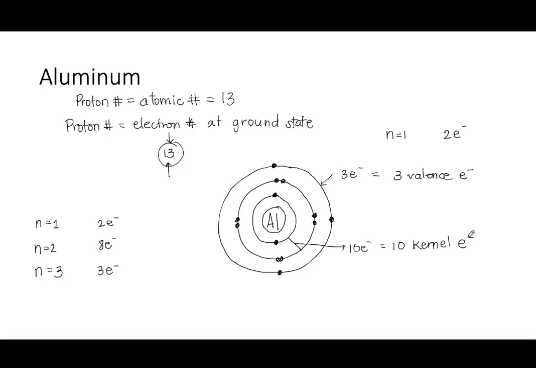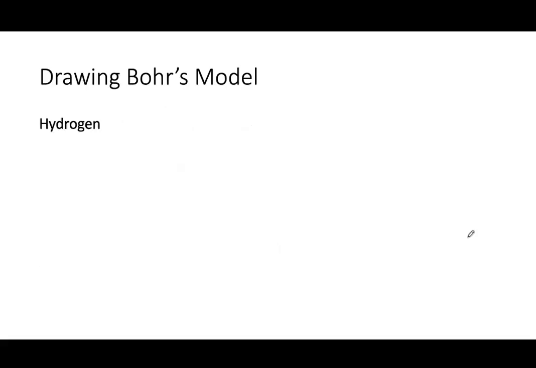Okay, so here we go. Let's draw Bohr's model for hydrogen. If you look at the periodic table, as I asked you earlier, make sure you know your proton number. If you look at hydrogen, the atomic number is 1. That means the number of electrons I have is also 1. So I have hydrogen here.